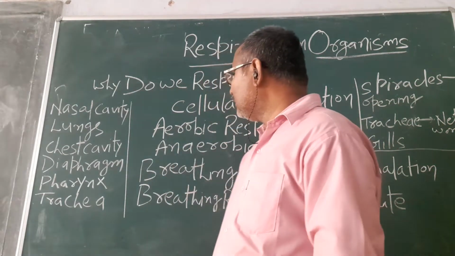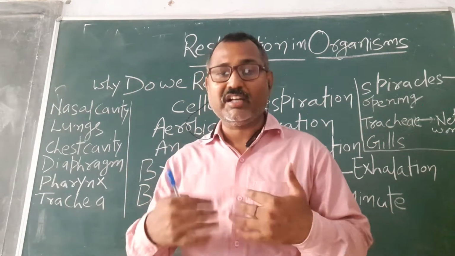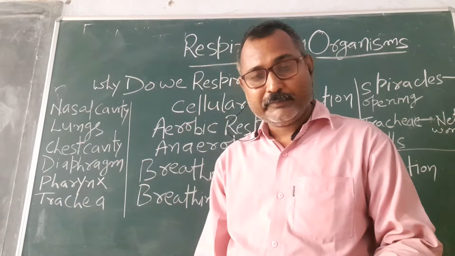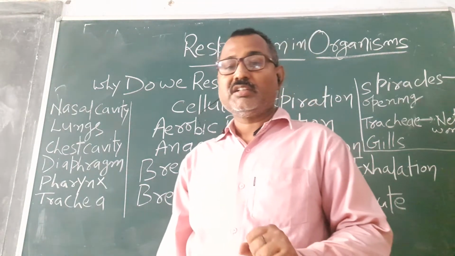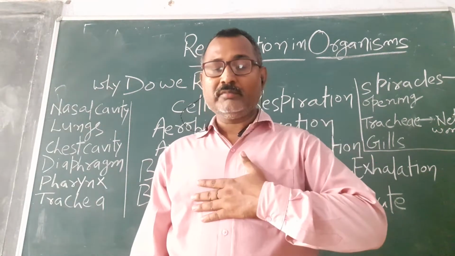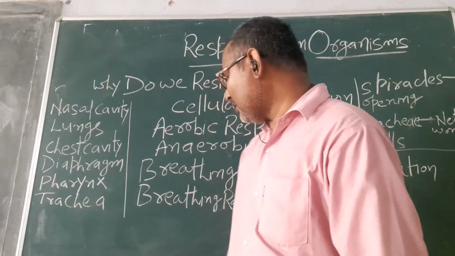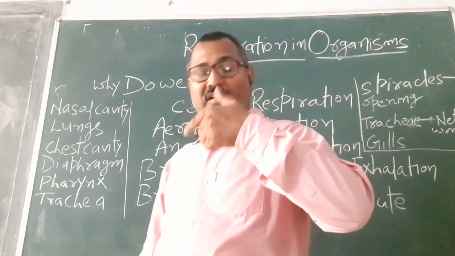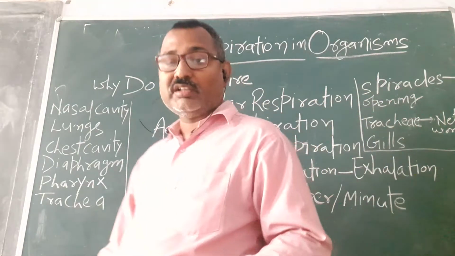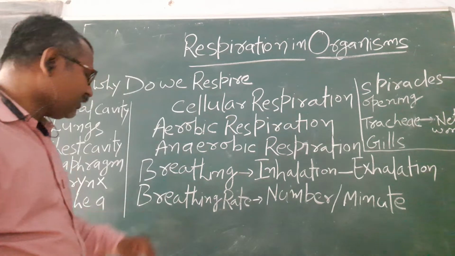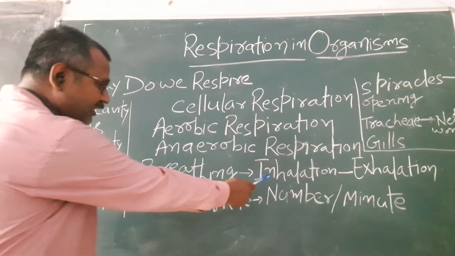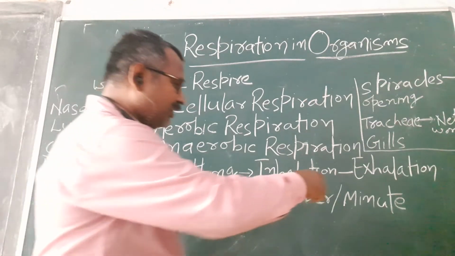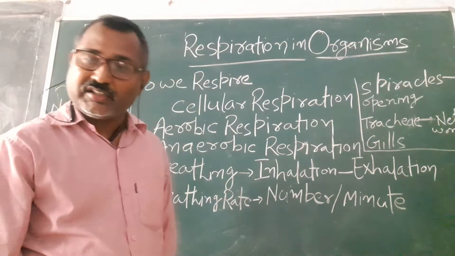Okay? Now, inhalation and exhalation. Inhalation and exhalation are called breathe in, breathe out. This is the breathing process, and the number of breaths per minute is called the breathing rate. Clear? Inhalation means taking oxygen inside, and releasing carbon dioxide is called exhalation. Clear?